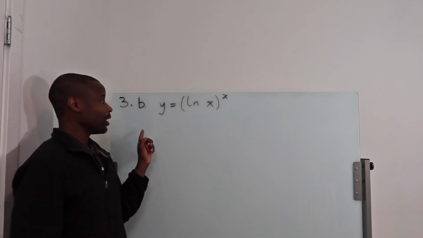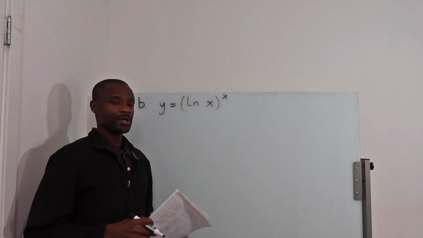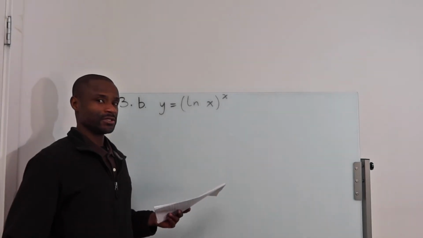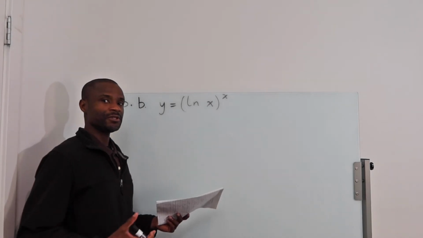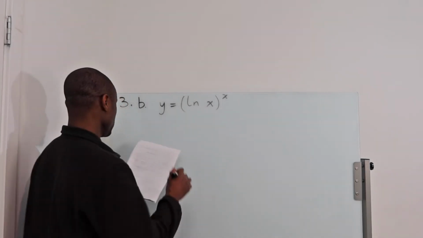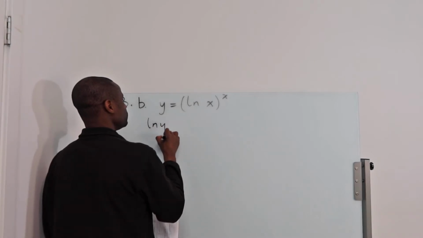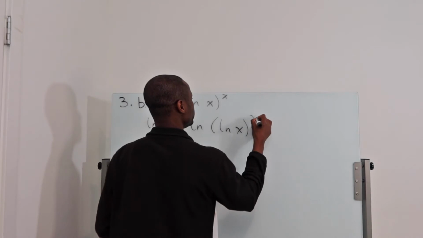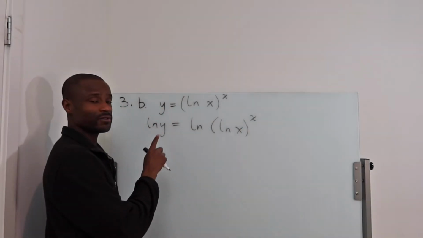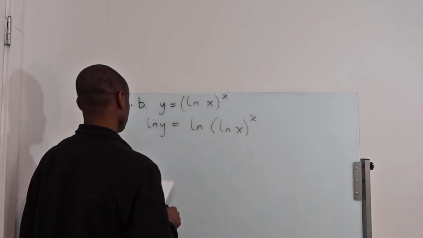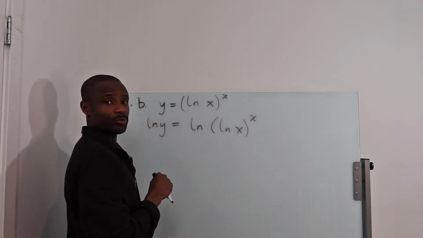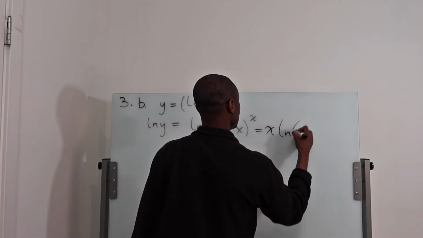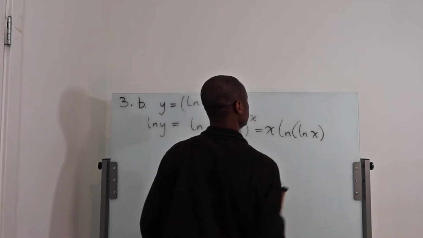For part B, we have y equals the natural log of x raised to the x power. So it's basically going to be the same concept. We go about solving this the same way. We take the log of both sides, take the derivatives, and then figure out what dy/dx is. So we have natural log of y equals the natural log of the natural log of x raised to the x. So we have the natural log of a natural log. Using the power property of logs, I can make this x times the natural log of the natural log of x.